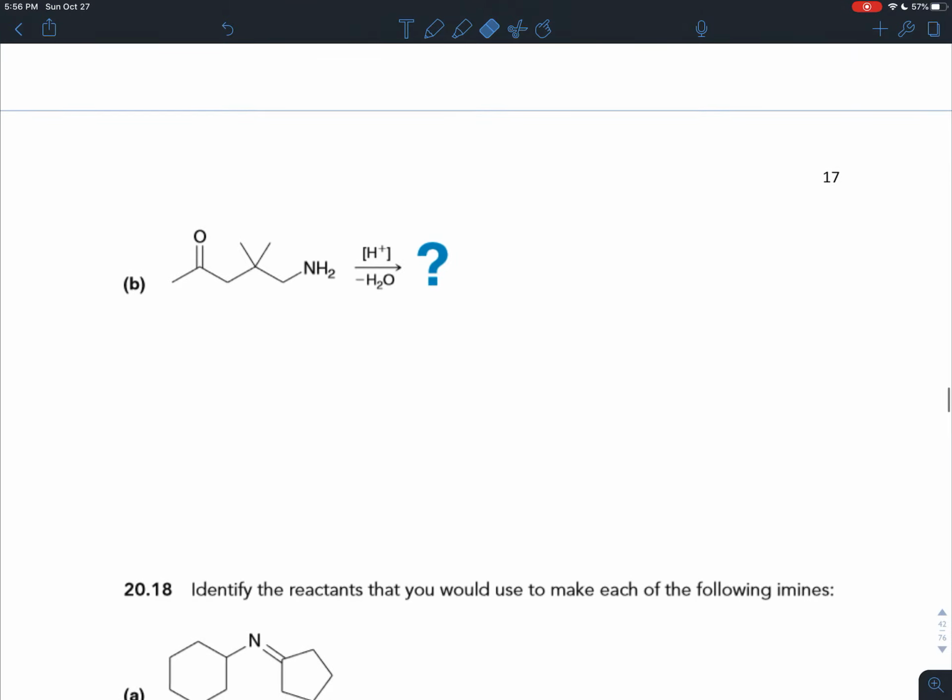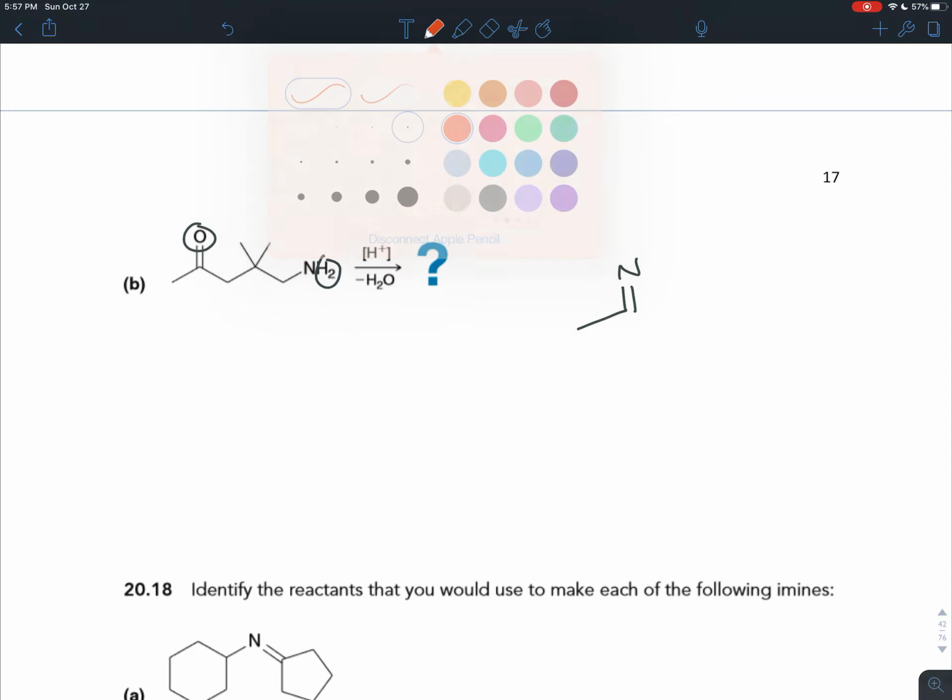Okay, let's try another one for B. Another intramolecular imine formation. Now we're going to take these 2 hydrogens off, and the nitrogen is going to replace the oxygen. So we know we'll have these 2 carbons. We'll have the double bond there, but it'll be the nitrogen at the top of it, not the oxygen.